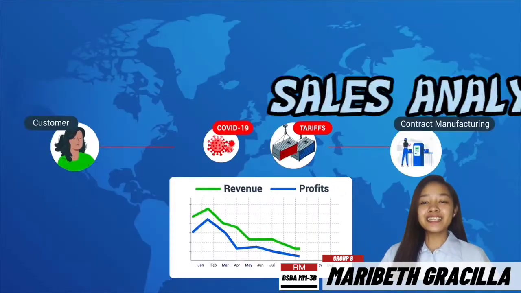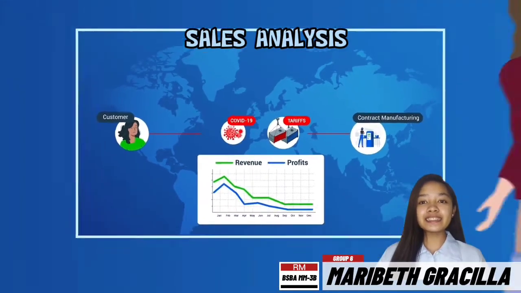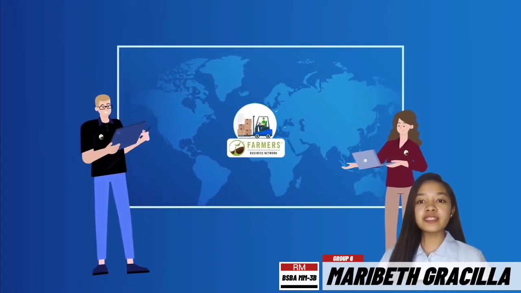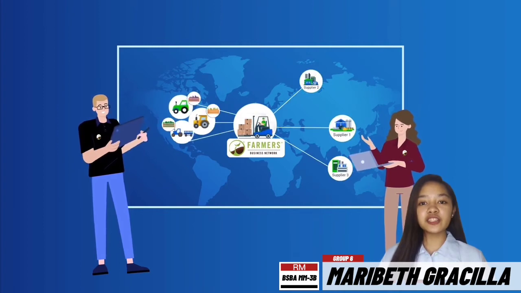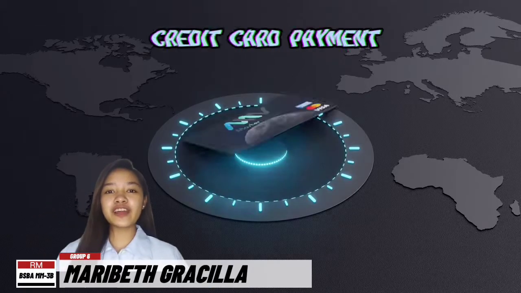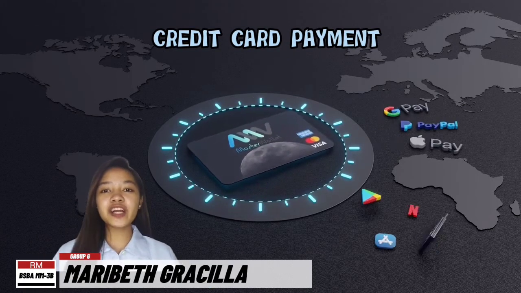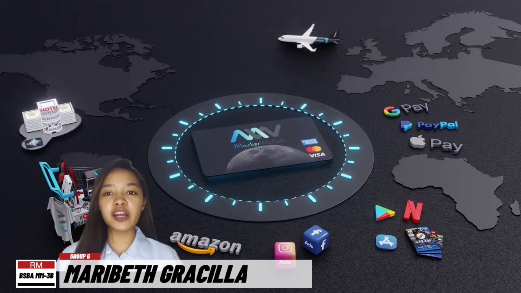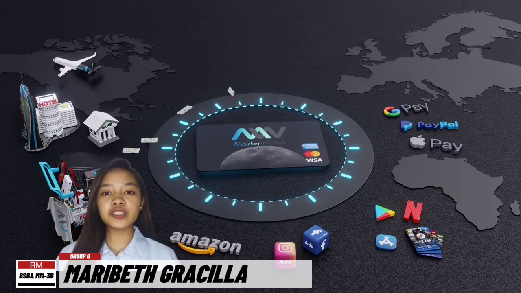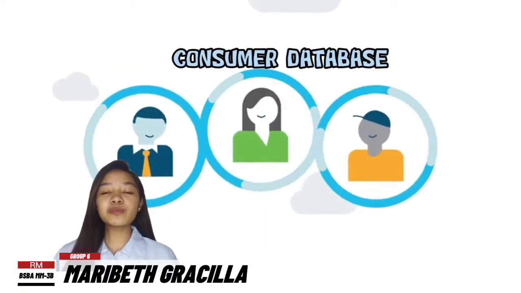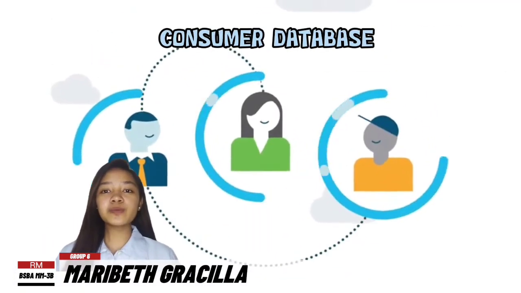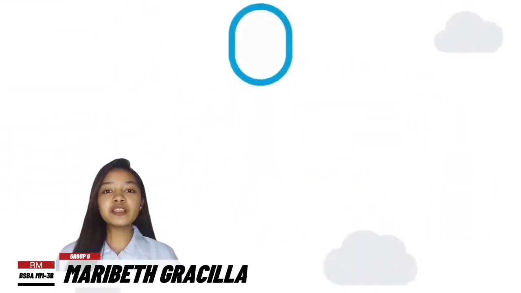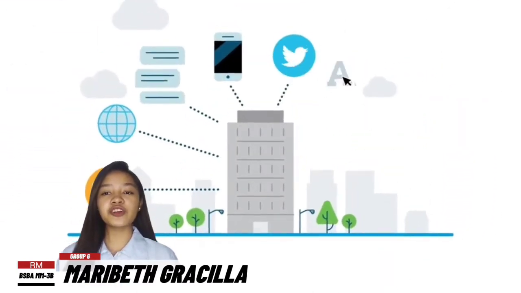The third is the sales analysis. A sales analysis is a detailed report that shows a business's sales performance as well as the customer data and generated revenue. The fourth is the credit card payment. A credit card payment is a payment card issued to a user to enable the cardholder to pay a merchant for goods and services. Fifth is the consumer database. Think of a consumer database as an interactive and intelligent contact list. Your database stores valuable information about your customer.